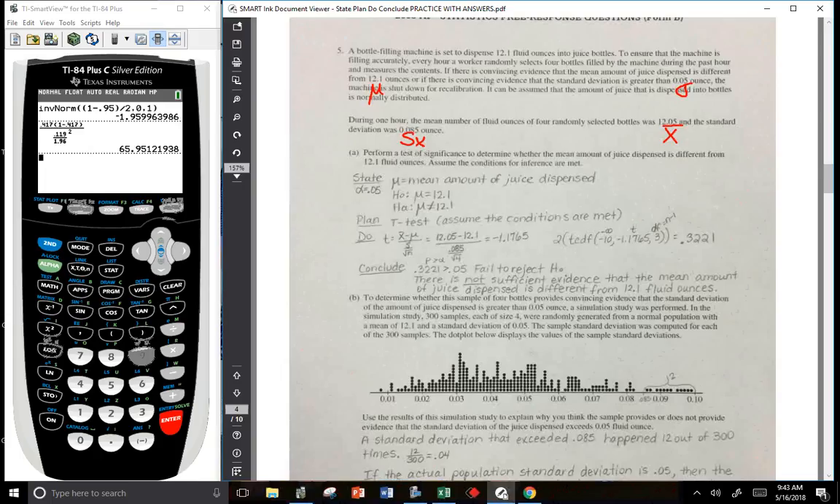You're doing great. For proportions, it's large counts. N times P has to be greater than or equal to 10, and N times 1 minus P has to be greater than or equal to 10. Okay? We will do an example of that if I can speed through this.